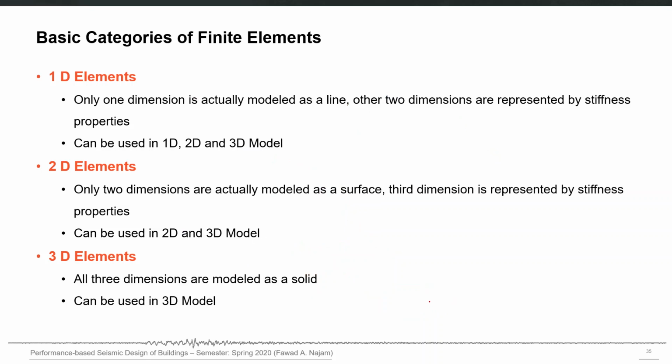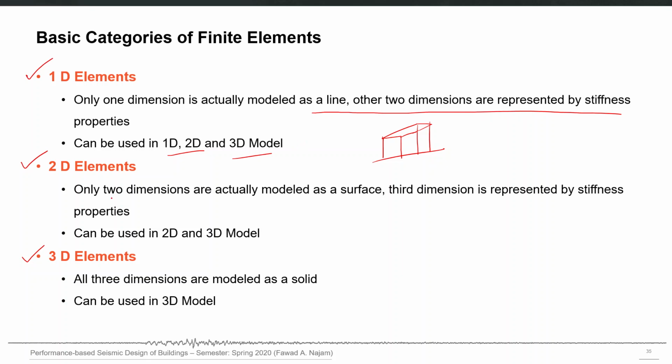So basic categories of finite elements, as I have discussed already, we have one-dimensional elements, we have two-dimensional elements, and we also have three-dimensional finite elements. They can also work in combination to represent a real structure. In one-dimensional elements, only one dimension is actually modeled as a line. The other 2 dimensions are represented only by stiffness properties. So for example, all the skeletal structures, one-dimensional or two-dimensional or three-dimensional models, they can make use of, for example, one-dimensional elements like this. So all the skeletal structures will be using one-dimensional finite elements.